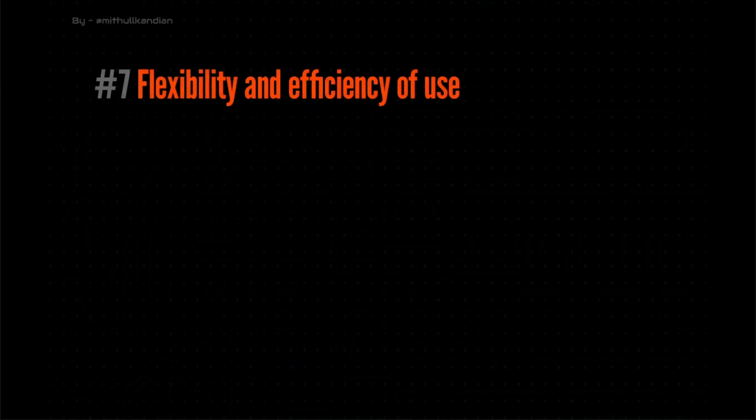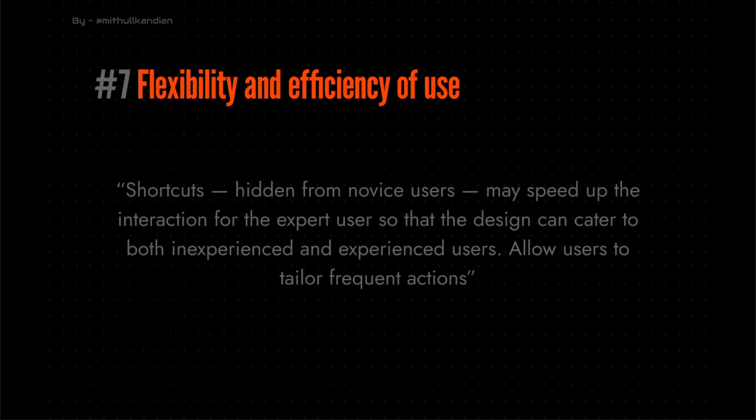Number 7. Flexibility and efficiency of use. Shortcuts, hidden from novice users, may speed up the interaction for the expert user so that the design can cater to both inexperienced and experienced users. Allow users to tailor frequent actions.